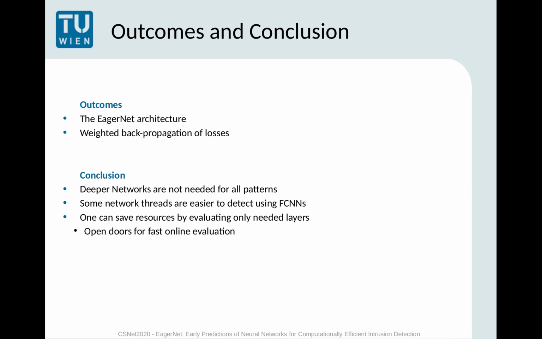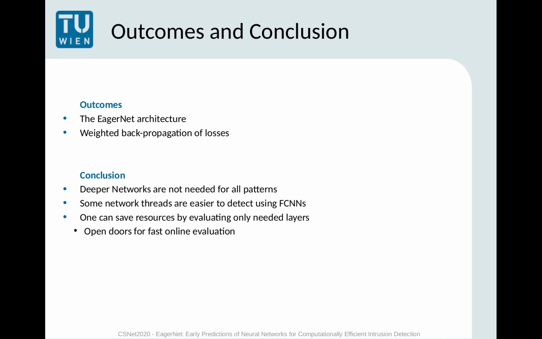Well, so from our results, we have some outcomes. The first outcome is our architecture, which we call EagerNet, so basically eager stopping of evaluation. And we also propose the weighted backpropagation of losses. So basically we weight each loss and then we backpropagate many losses at the same time, and not only the loss from the last layer. And then for the conclusion, as I showed you before, deeper networks are not needed to classify all patterns, because some patterns are really easy to classify and some of them are more complex.